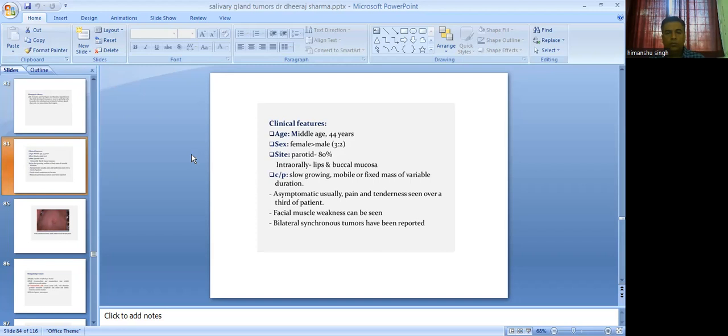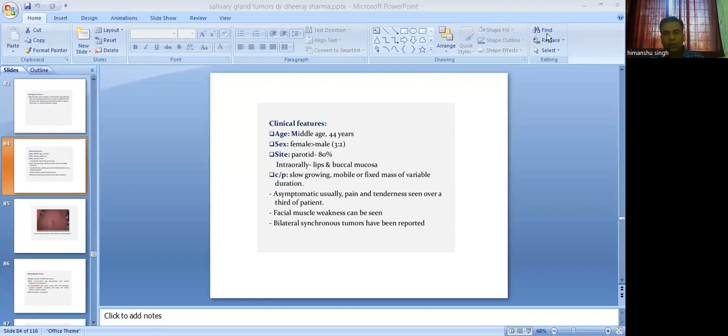Clinical features: the tumor is mostly seen in middle-aged persons, approximately 44 to 45 years of age. Females are more affected than males, the ratio is 3:2. The parotid glands are affected more, approximately 80%. Intraorally, lips and buccal mucosa are more involved.